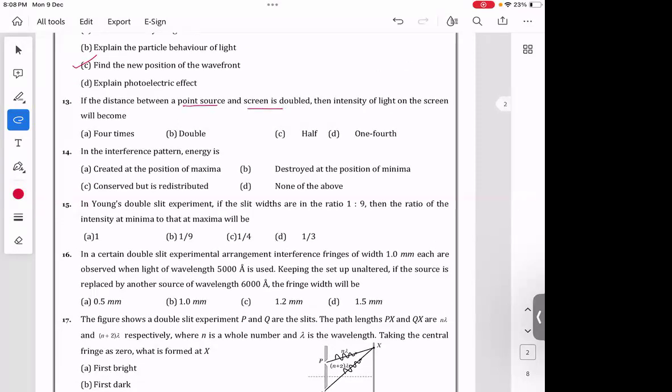The distance between the source and the screen is doubled. What will the intensity on the screen be? Intensity is inversely proportional to the square of the distance. If the distance is doubled, intensity will become 1/4 of the intensity. So option D will be the answer.